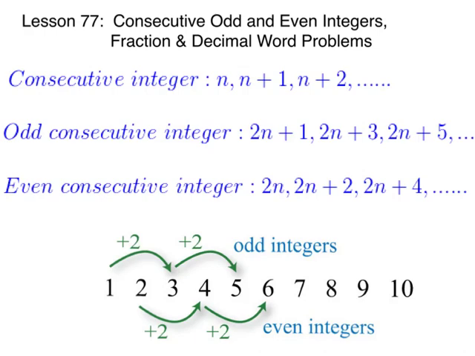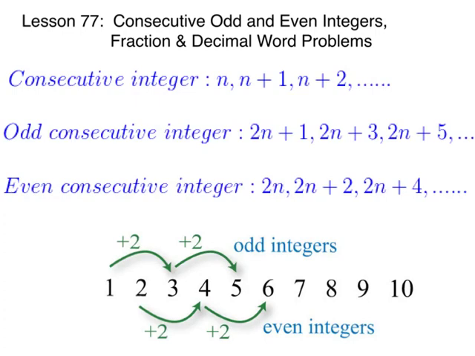This is lesson 77 of Saxon's Algebra 1, 3rd edition. And this lesson is going to cover two things. First, consecutive odd and even integers, and then second, fraction and decimal word problems.